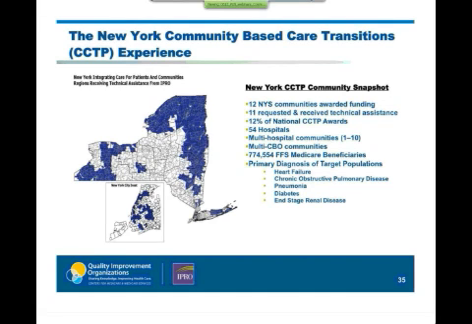Those 12 communities represent about 12% of the national CCTP awards. 11 of those communities requested and received technical assistance from our ICTC team, and it was a very hectic time and a very rewarding time to be able to help these communities do a root cause analysis and form a plan for addressing unplanned readmissions.